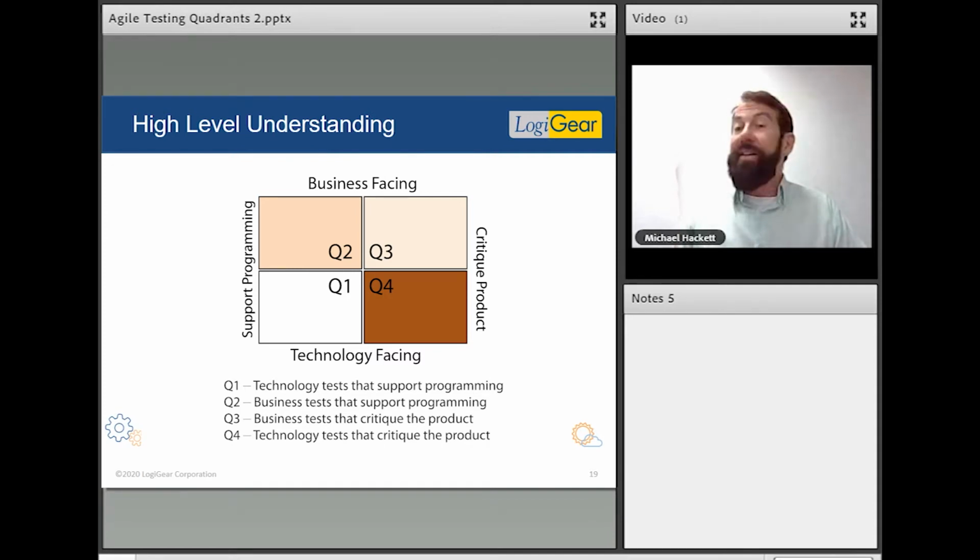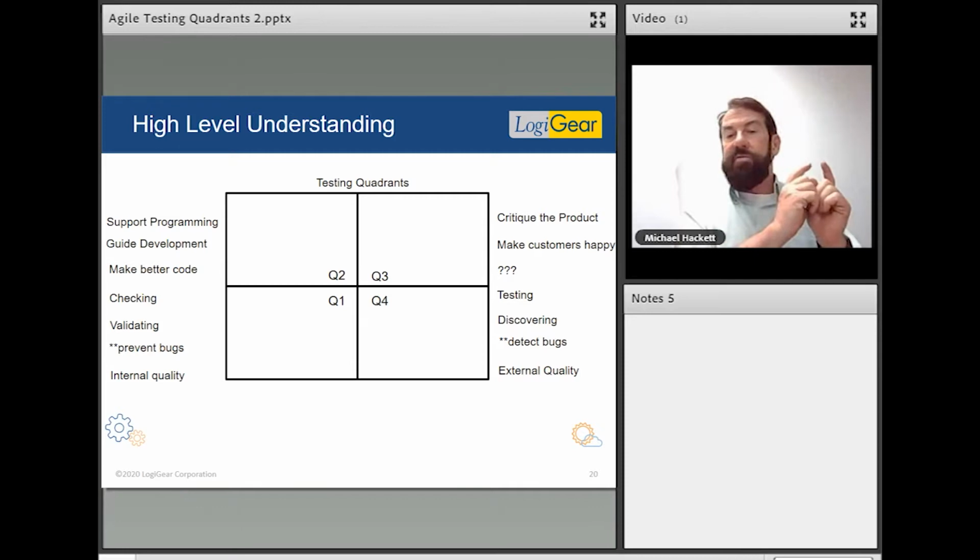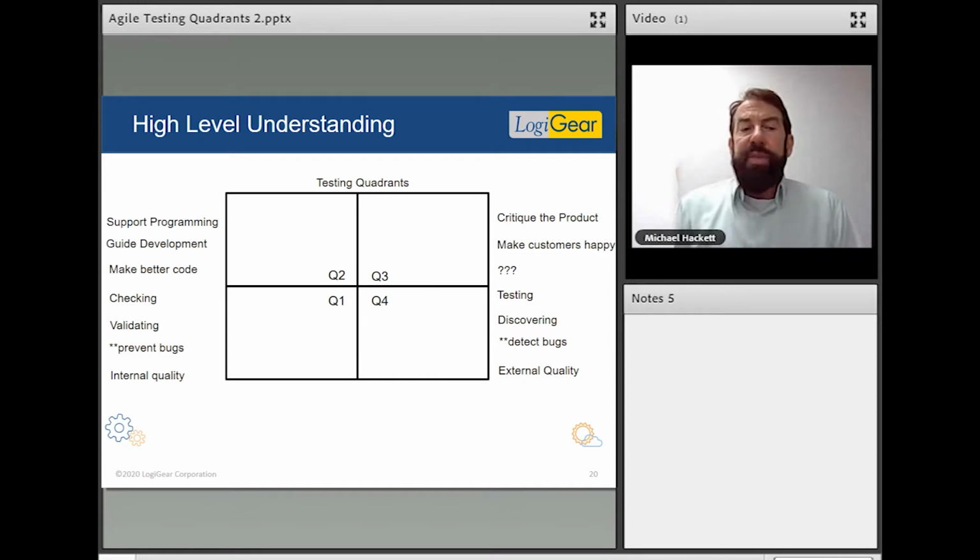So now, having said that, let's look at these two sides. I want to contrast what happens in quadrant one and quadrant two versus what happens in quadrant three and quadrant four for a minute to understand these things better at a higher level. Quadrant one and two, they support programming, they support the code, they support programmers. It's going to guide development. Issues that you find, bugs that you find, tests that you run during quadrant one and quadrant two could change development. It's going to guide development. You're going to make better code.